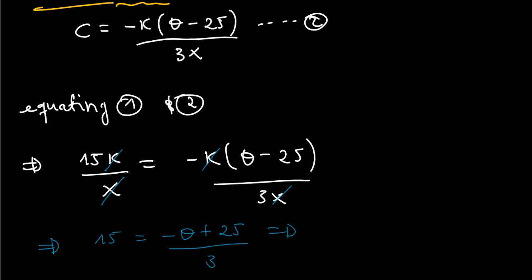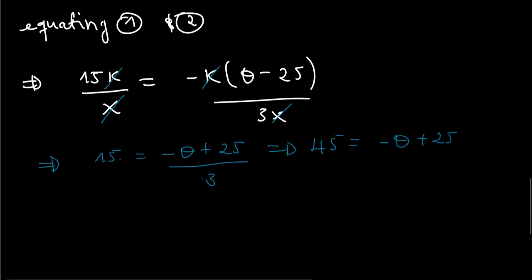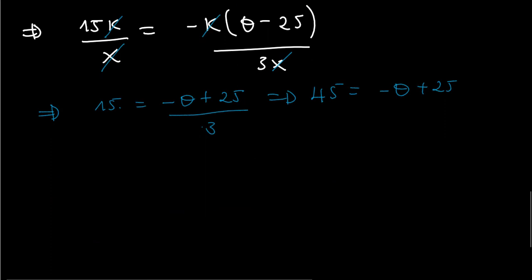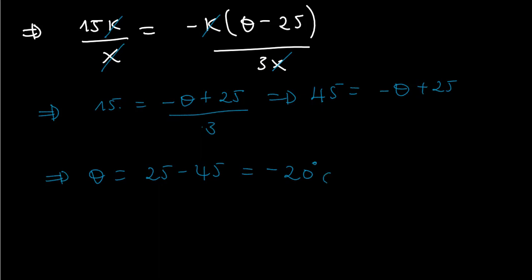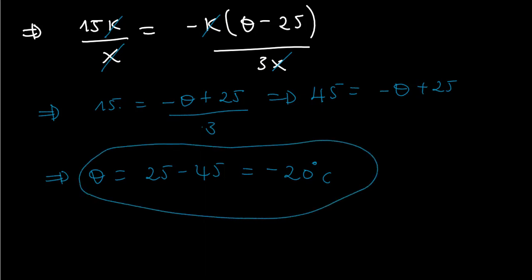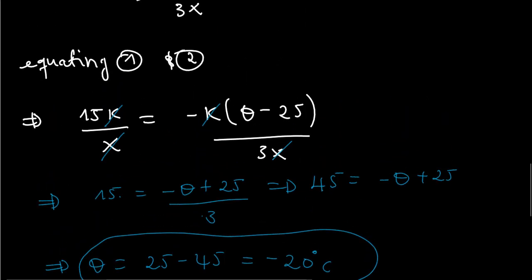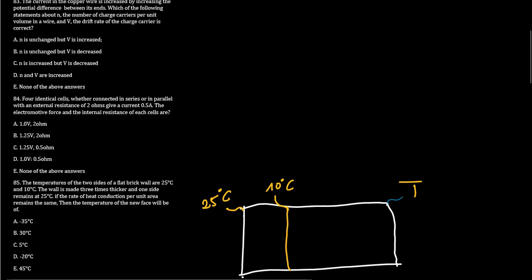So 15 multiplied by 3 will give me 45. This means 45 will be equal to negative theta plus 25. Making theta the subject, I get theta equal to 25 minus 45, which gives negative 20 degrees Celsius. So the temperature of the other core is simply negative 20 degrees Celsius. Apologies for defining it as T; we actually defined it as theta. So the correct option is option D.